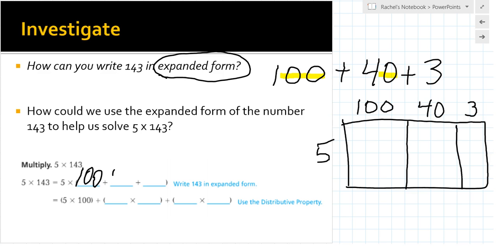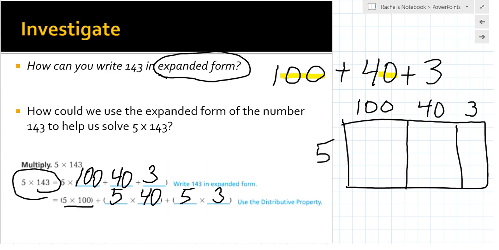By breaking apart the number into 3 add-ins, 100 plus 40 plus 3, we can multiply each one of those add-ins by the number 5. So the distributive property tells us that 5 times 100 plus 5 times 40 plus 5 times 3 will give us the answer to this original problem. And these numbers here are our smaller problems in the rectangle.